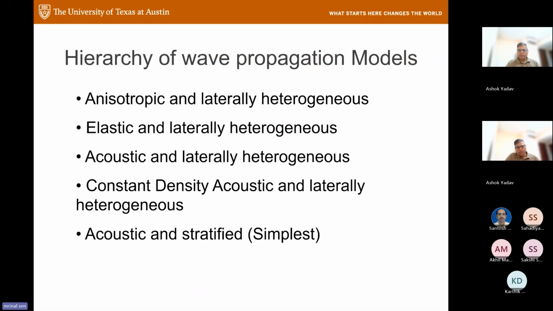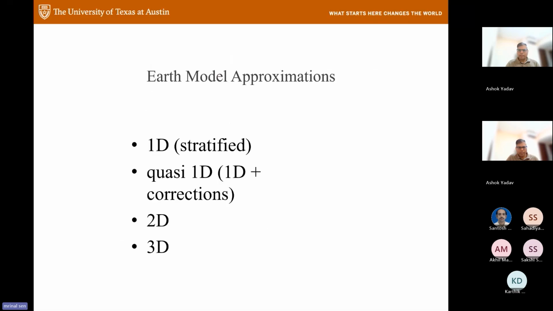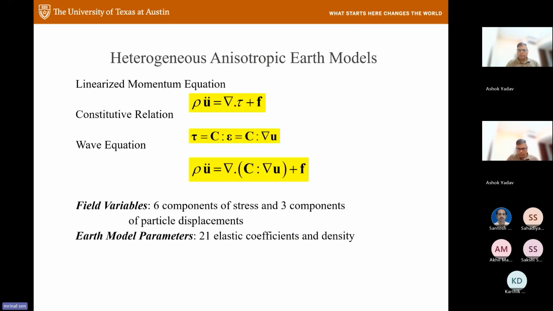Okay, so last week we talked about the different hierarchy of wave propagation models, like anisotropic, elastic, constant density acoustic, and acoustic and stratified. So you'll see this 1D stratified media, then quasi 1D, 1D plus corrections, then you have 2D and 3D. So these are the wave equations. Now you remember what these are. But tell me, what is tau?